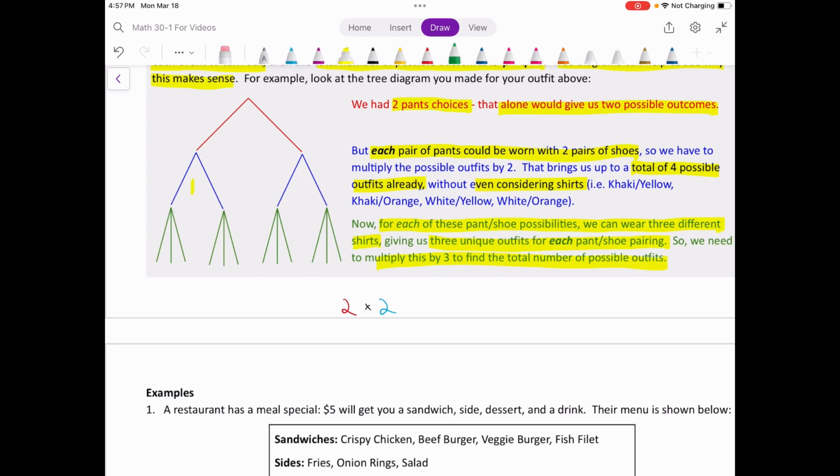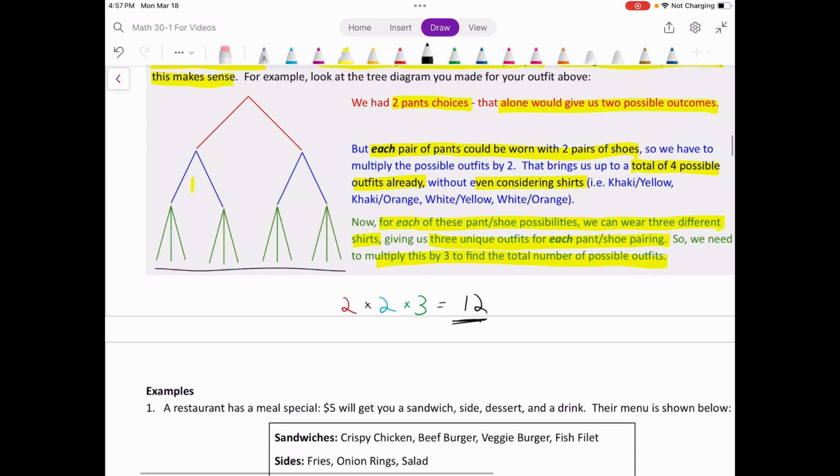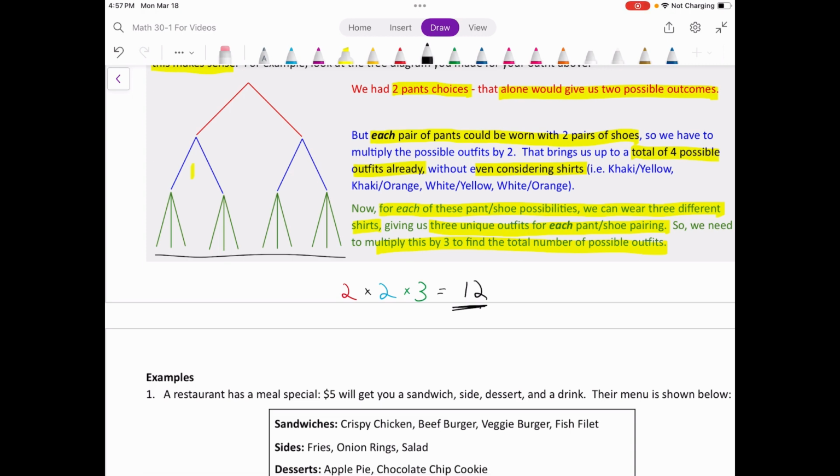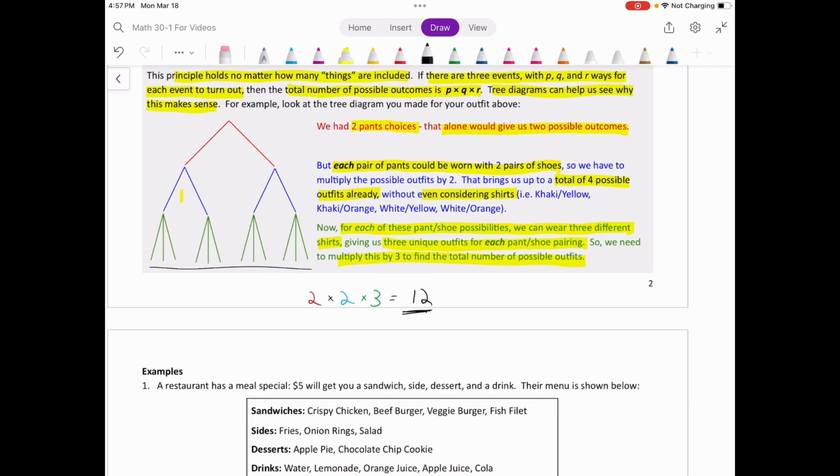And then for each of those, there's 3 ways to choose our shirt. So overall, that means the fundamental counting principle says to choose all 3, there should be 2 times 2 times 3. 2 times 2 is 4, times 3 is 12 possible ways, which, hey, that's exactly what we see here, right? 1, 2, 3, 4, 5, 6, 7, 8, 9, 10, 11, 12. Okay, so that's the logic behind the fundamental counting principle.